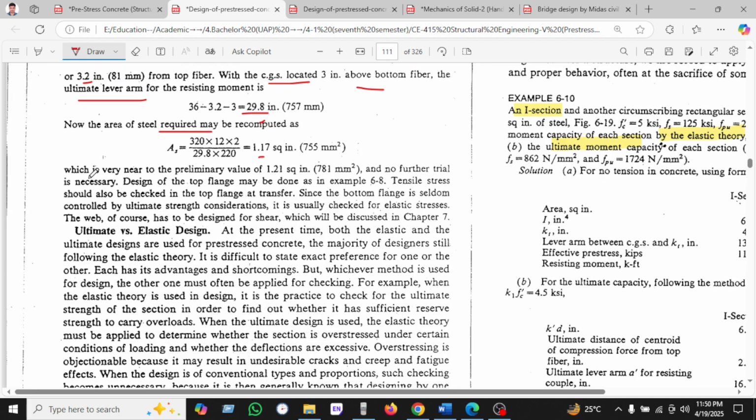You can see this is very near to the preliminary design. We found 1.1 inches square, and no further trial is necessary. Design of the top flange may be done as in example 6.8. Tensile stress should also be checked in the top flange fiber, since the bottom flange is seldom controlled by ultimate strength consideration. The web has to be designed in shear, which is considered in chapter 7. Okay, so these are the final design.